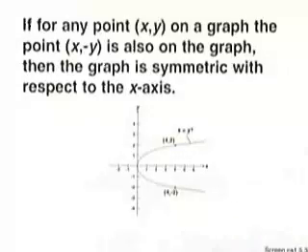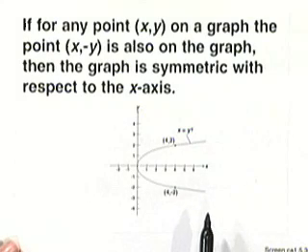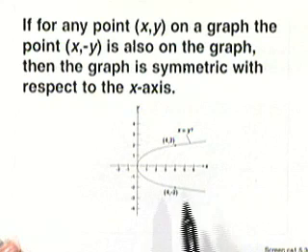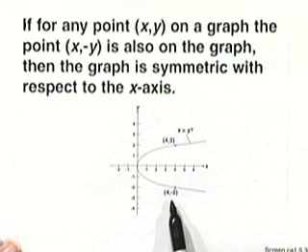Sometimes graphs exhibit symmetry. Let's talk about how graphs can exhibit symmetry. If for any point (x, y) on a graph, the point (x, -y) is also on the graph, then the graph is symmetric with respect to the x-axis. x = y² produces a graph that's symmetric with respect to the x-axis. We see that this graph contains the point (4, 2) and also the point (4, -2).